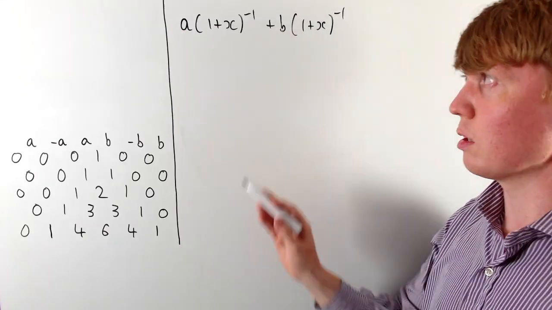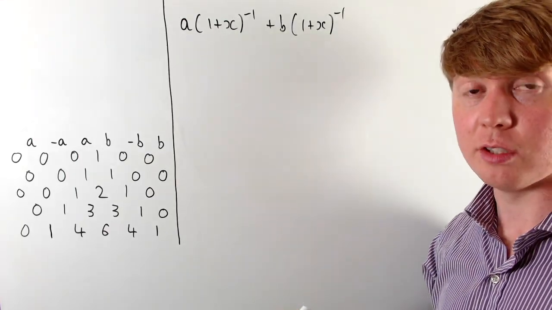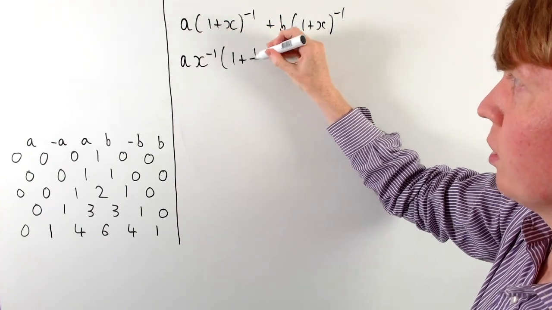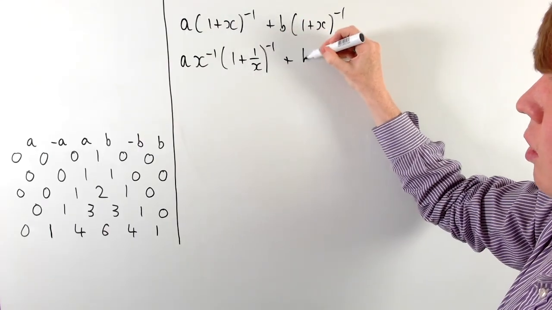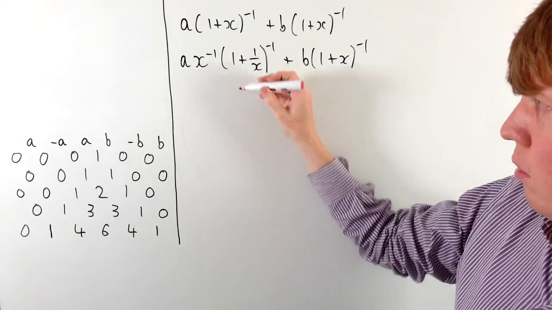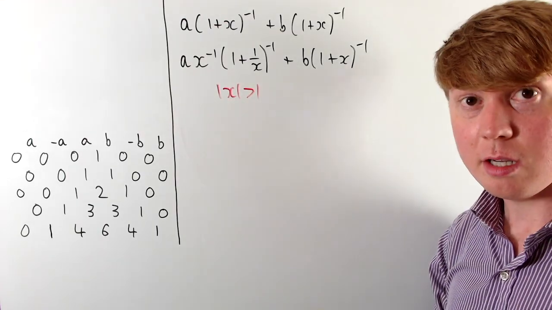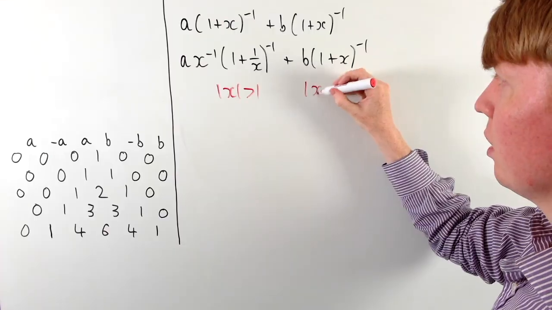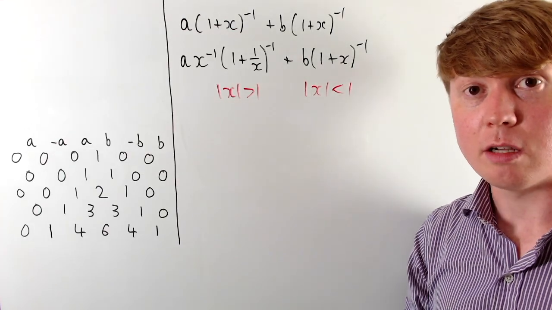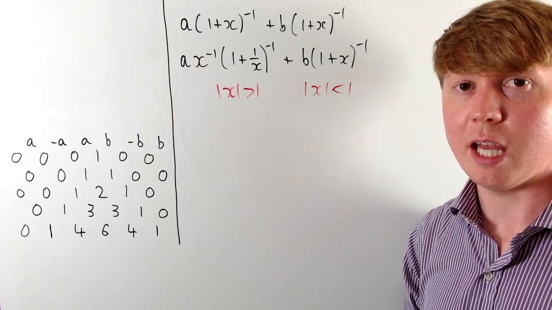The only problem with this is, when we were doing our a terms going off to the left, this series expansion was valid where the modulus of x was greater than 1. So what we really had was a times x to the negative 1 times (1 plus 1 over x) to the negative 1. We still had the same thing for b, b times (1 plus x) to the negative 1. Now the series expansion for our a terms was valid when the modulus of x was greater than 1, whereas the series expansion for our b terms was valid when the modulus of x was less than 1. So you can see there's no values of x for which both of our series expansions would actually be valid, so the series wouldn't converge at all for any values of x, unfortunately.